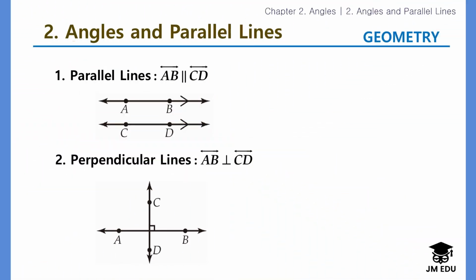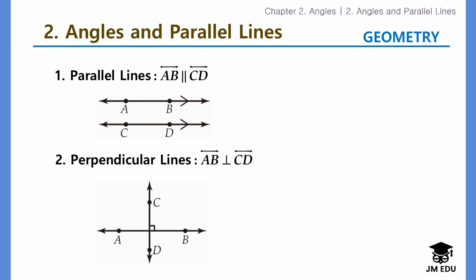In this lesson, we're going to talk about angles and parallel lines. Number one, parallel lines. If two lines do not intersect, we say that they are parallel. If line AB and line CD are parallel, we write line AB is parallel to line CD. So this is a symbol for parallel.